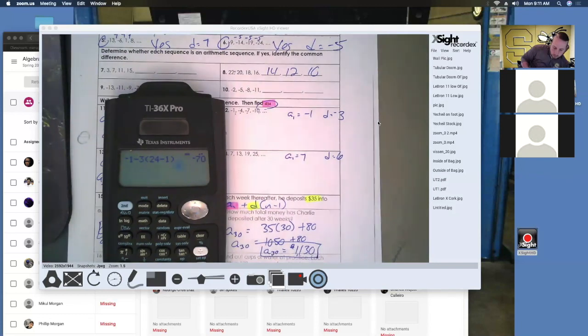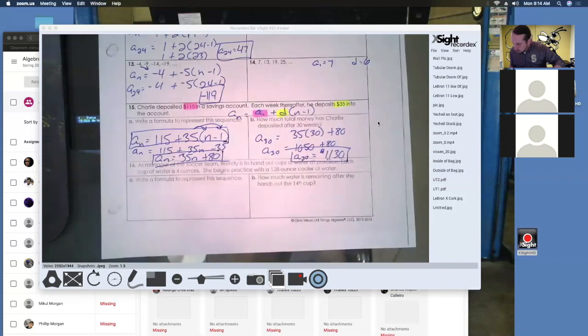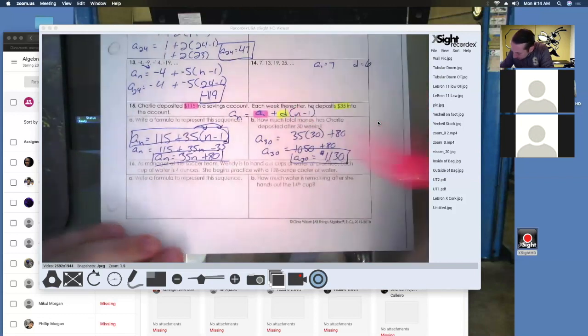Wait, can I see number 15 again? Yeah. Was the answer for number 14 145? Yes. Can you do part A for number 16? We'll use the equation up here with 15 because it's going to be the same thing.